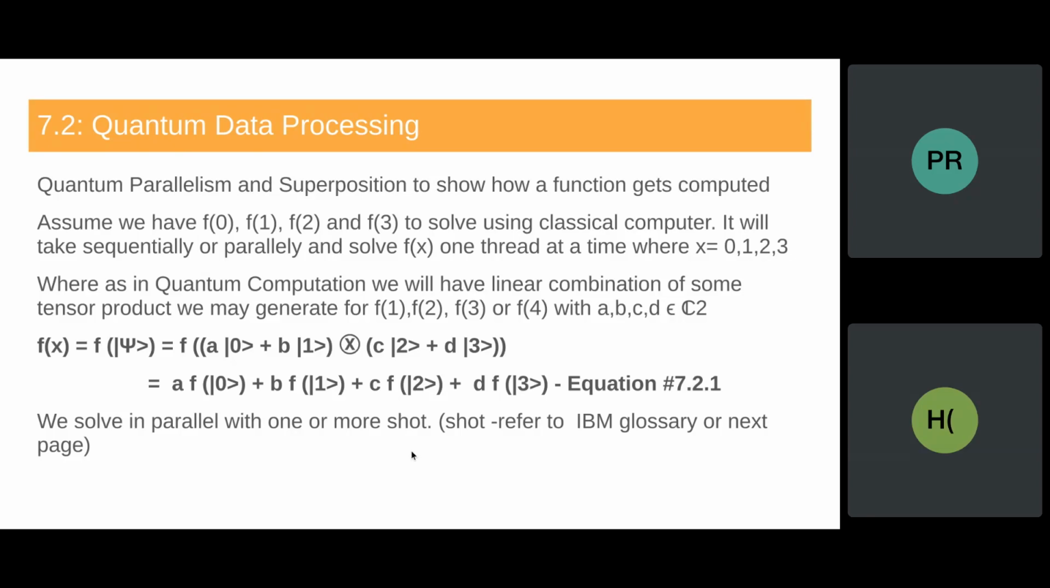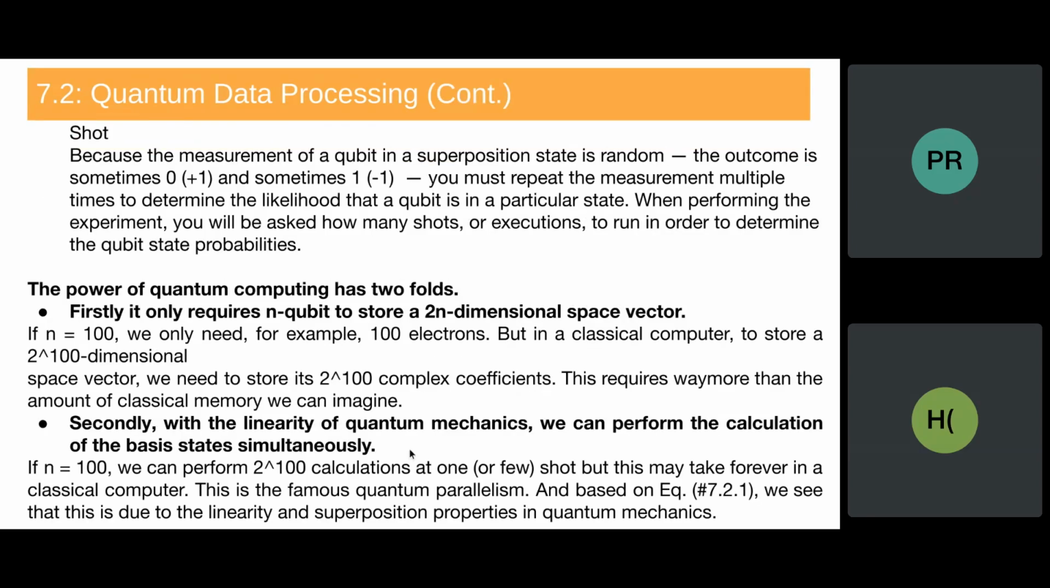Shot refers to, let's look at shot. A shot is the measurement of a qubit in superposition state, which is random. The outcome is either +1 or -1, or 0 or 1, and you may repeat the measurement multiple times for confirmation to get the probability correct. But if it is 50-50, that's what it is. So you may do one shot or multiple shots. Results are averaged out.